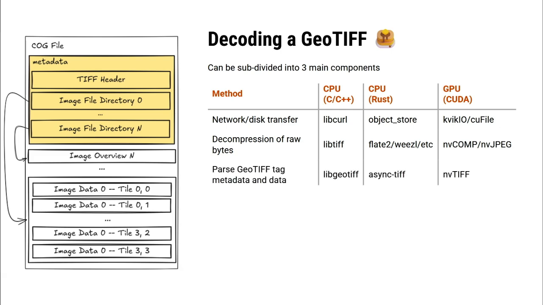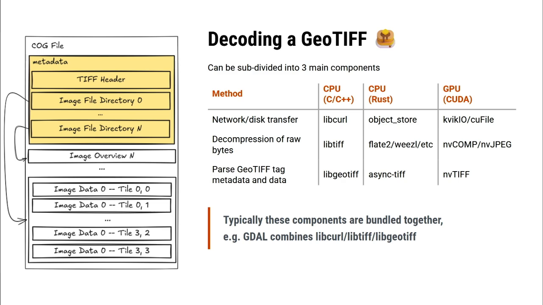And because we're working with GeoTIFFs, there's some GeoTIFF tag metadata which you need to parse in order to understand the data properly. This is handled again by libraries. async-TIFF has some of this GeoTIFF parsing right now. NVTIFF from NVIDIA has some of these as well, like you can parse GeoTIFF tags, and obviously the data stored in the GeoTIFF. These don't go in order, but these are the 3 main components you might have.